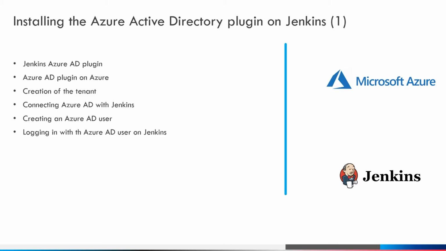Now we're going to take a look at how to install the Azure AD plugin on Jenkins, and also connecting Jenkins to Azure AD. Furthermore, we are going to create a user and log in with our newly created user on Jenkins. This will be part 1 of the Azure AD installation of Jenkins, and the other part will consist of setting up an Azure AD group for Jenkins.